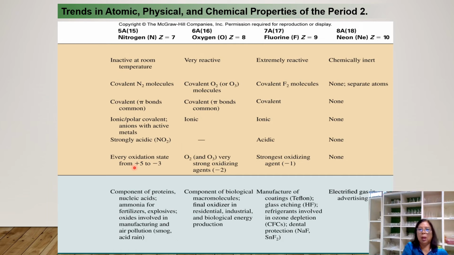And then the oxidation state for nitrogen is from +5 to -3. For oxygen, as a strong oxidizing agent, it carries the -2. And then for fluorine, the -1, being a halogen or part of the halogen family. Okay, these are the practical functions or importance of the elements. So they are seen from soil development and also likewise in the air.